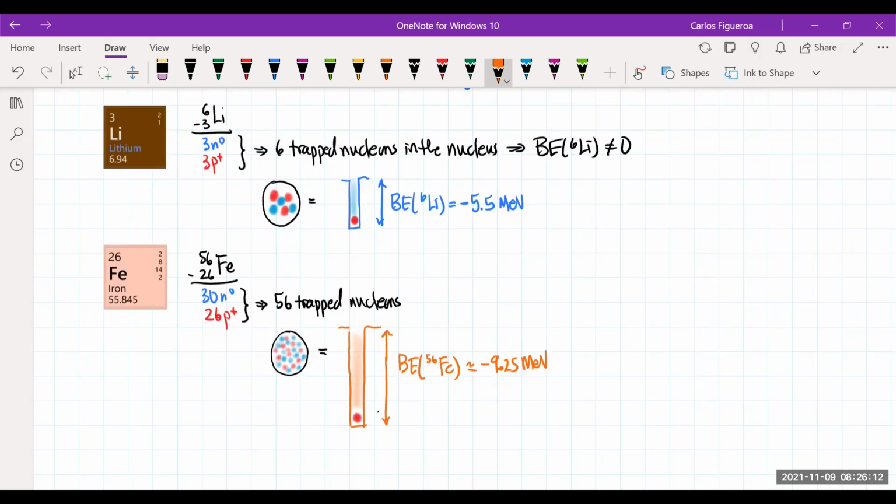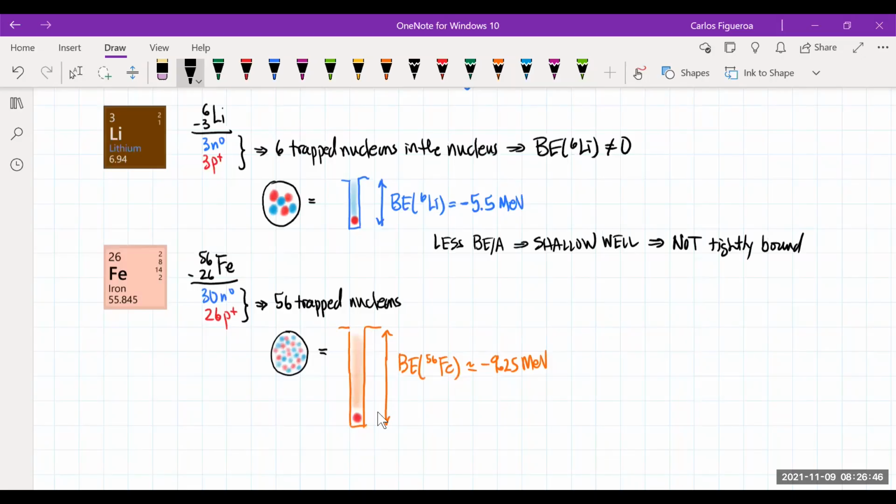So let's look at this thing here. The first thing that I would see here is this. This guy has what? It has less binding energy per nucleon. So therefore, it has a shallow well. So therefore, this tells me that it's not tightly bound.